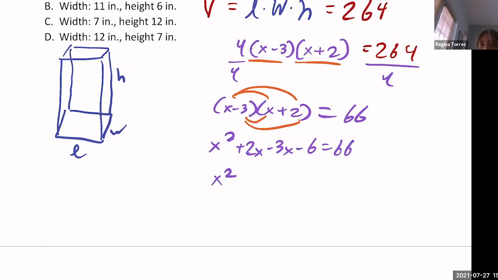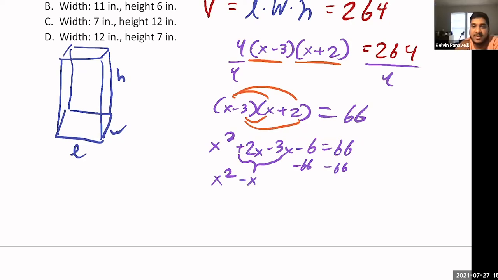Subtract it and put it on the other side. Good, right? Let's subtract it over, and then let's combine. What's 2x minus 3x? And guys, any question I'm asking, put it in the chat, right? I know I'm asking Regina, but make sure you guys are using the chat as well. So 2x minus 3x. Oh, -1. Perfect, -1x, minus x. And then what is -6 minus 66, guys?